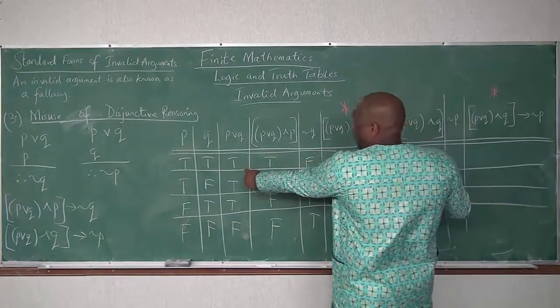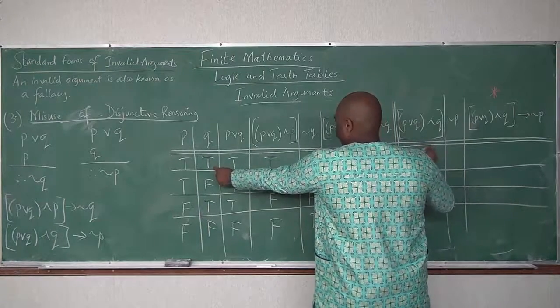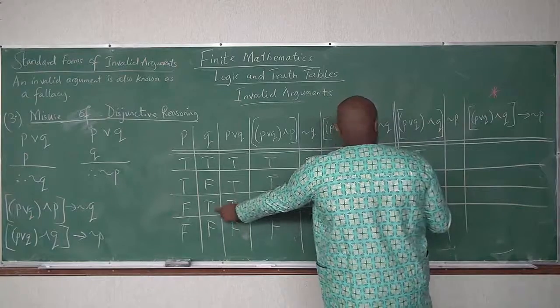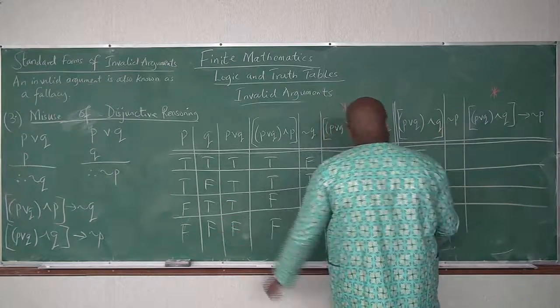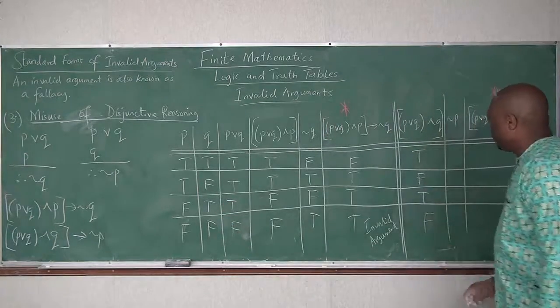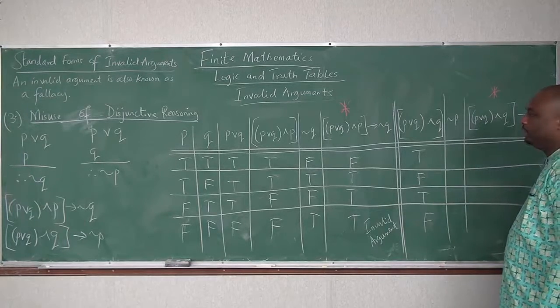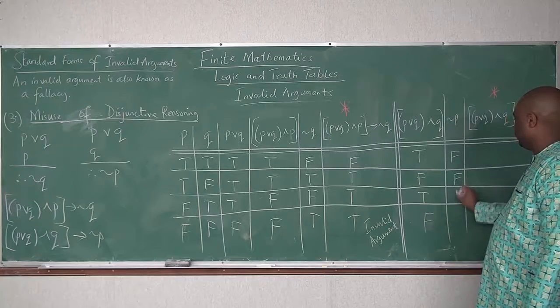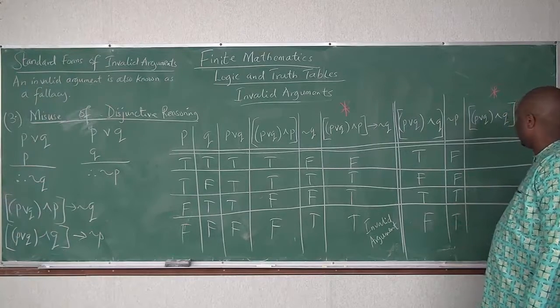Then here we have true and true is true. True and false is false. False and true is false. False and false is false. Then not P: not true is false, not true is false, not false is true, not false is true.